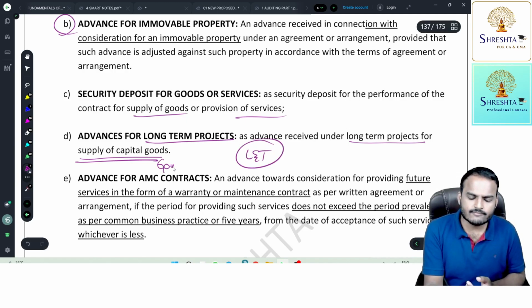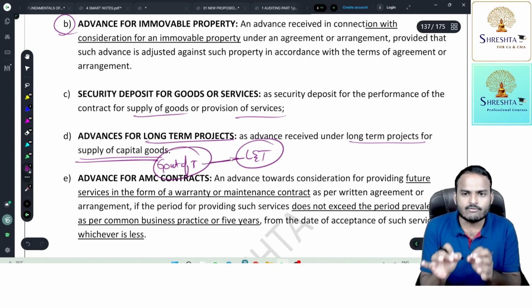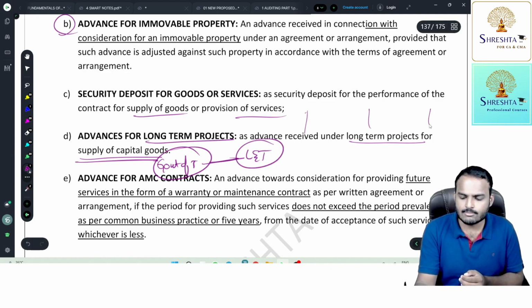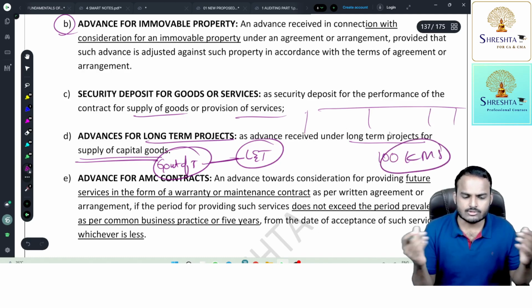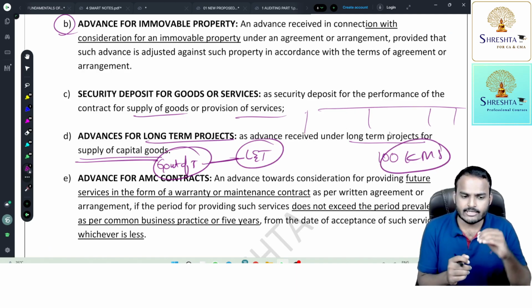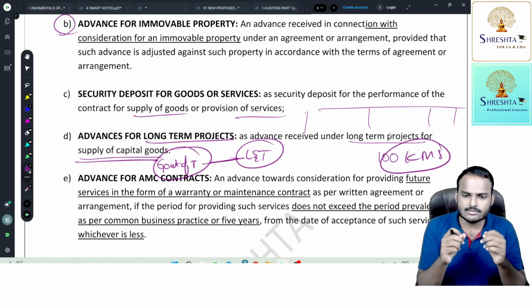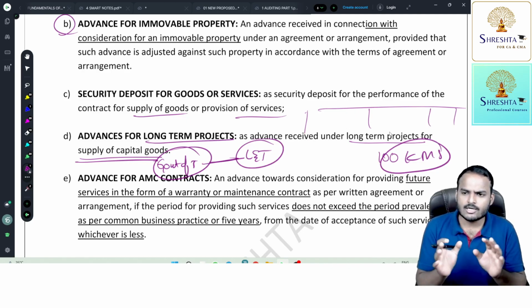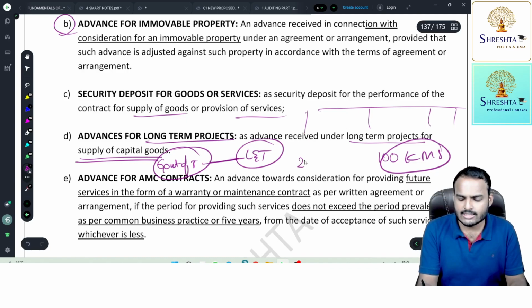Suppose the government of Telangana financed L&T. They gave some advance. Sir, you please construct a metro in Hyderabad, covering almost 100 kilometers area. So some three plans, three phases. Phase A, B, C. Covering from this area to that area, like that. Three phases, total 100 kilometers. Project cost, for example, 20,000 crores.